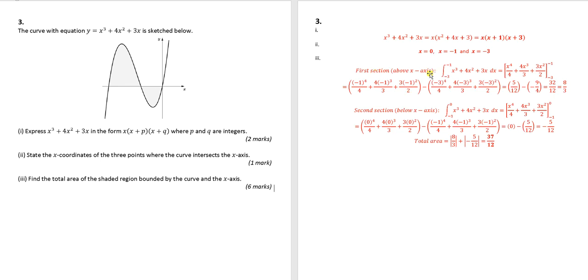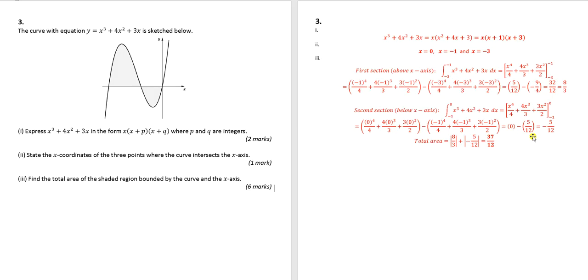The first section above the x-axis, we need to integrate from -3, the leftmost root, to -1, the middle root. When we've done that, we should get a positive answer. And here we get 8/3. I'm going to leave it in its exact form. The second section is below the x-axis, and that should be between -1 and 0. So that's what's been done here. If we calculate that precisely, we get an answer of -5/12.